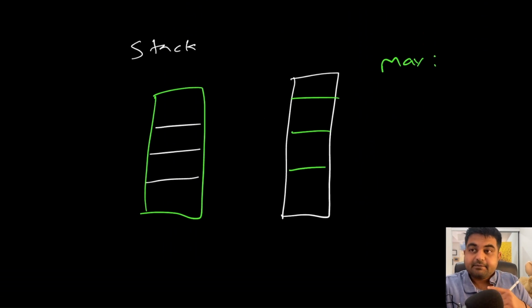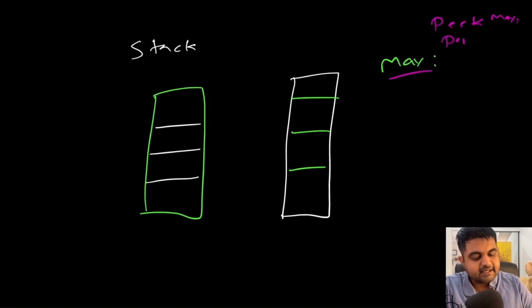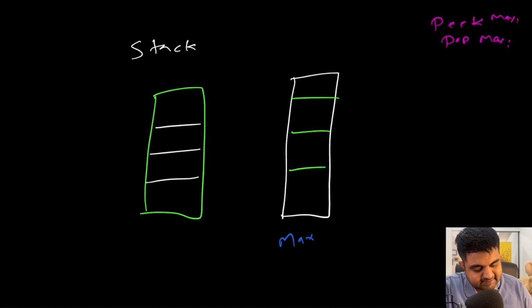So let me try to explain what I mean. The idea is, let's assume that for the max we have to worry about two operations. First one is the peek max, where we are simply watching what the max element currently present is, and second one is the pop max, where we are popping the maximum element out at the current position inside the given array. So we have created our own max stack. This is our max stack and this is our regular stack.